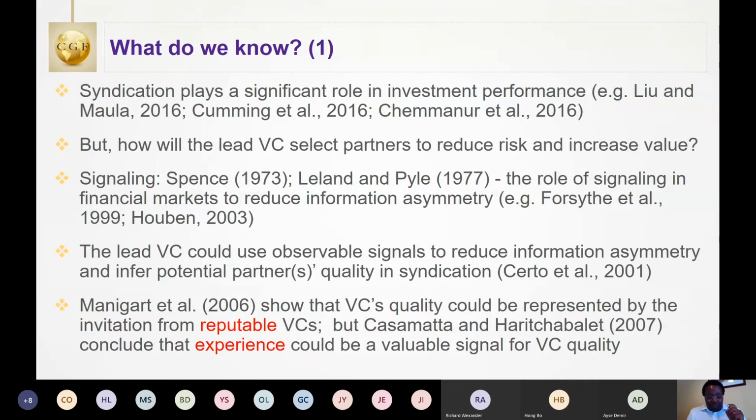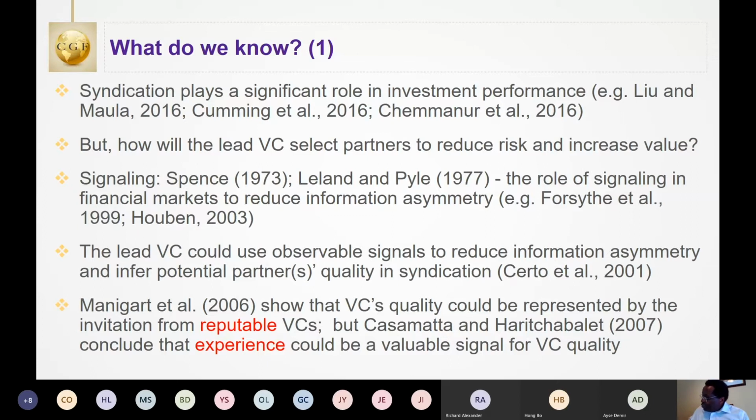And new work, especially Hoban, has extended this work of signaling to cover most financial markets. But it is the work by Coates and others, 2001, which brings out the aspect that signaling is specifically important, especially observable signals, which the lead venture capital firm can use to reduce information asymmetry and infer the potential quality of the partners in the syndication. So signaling becomes particularly important.